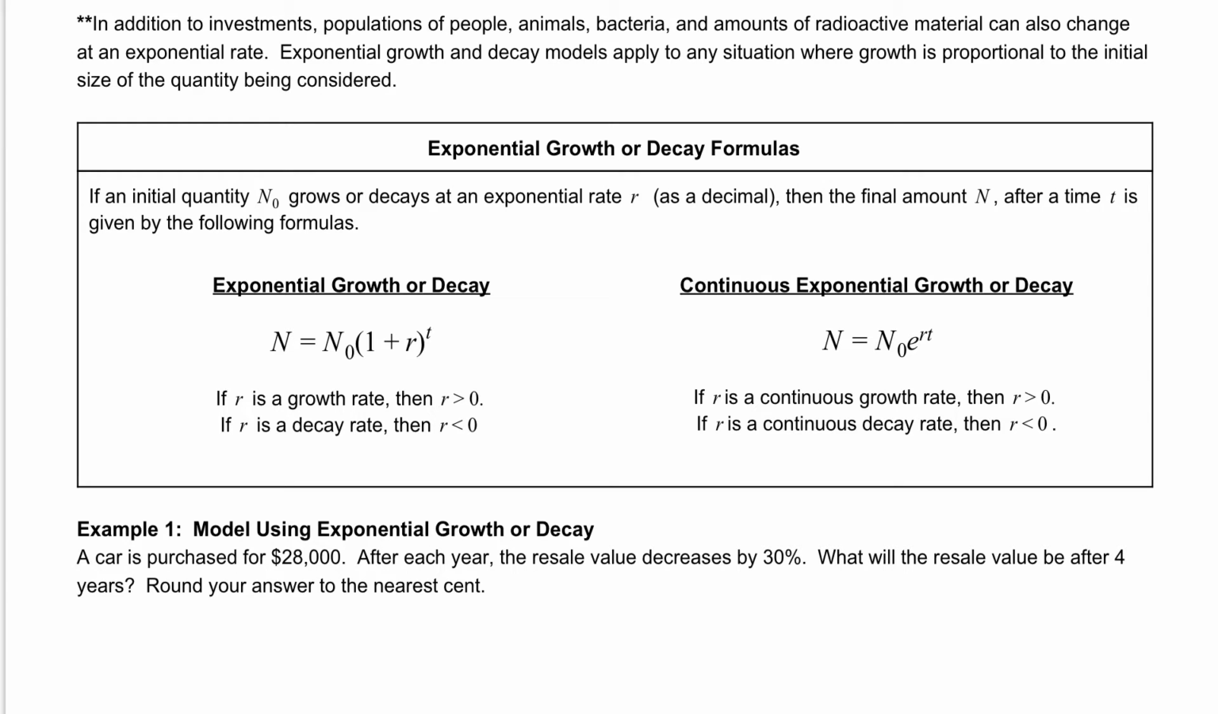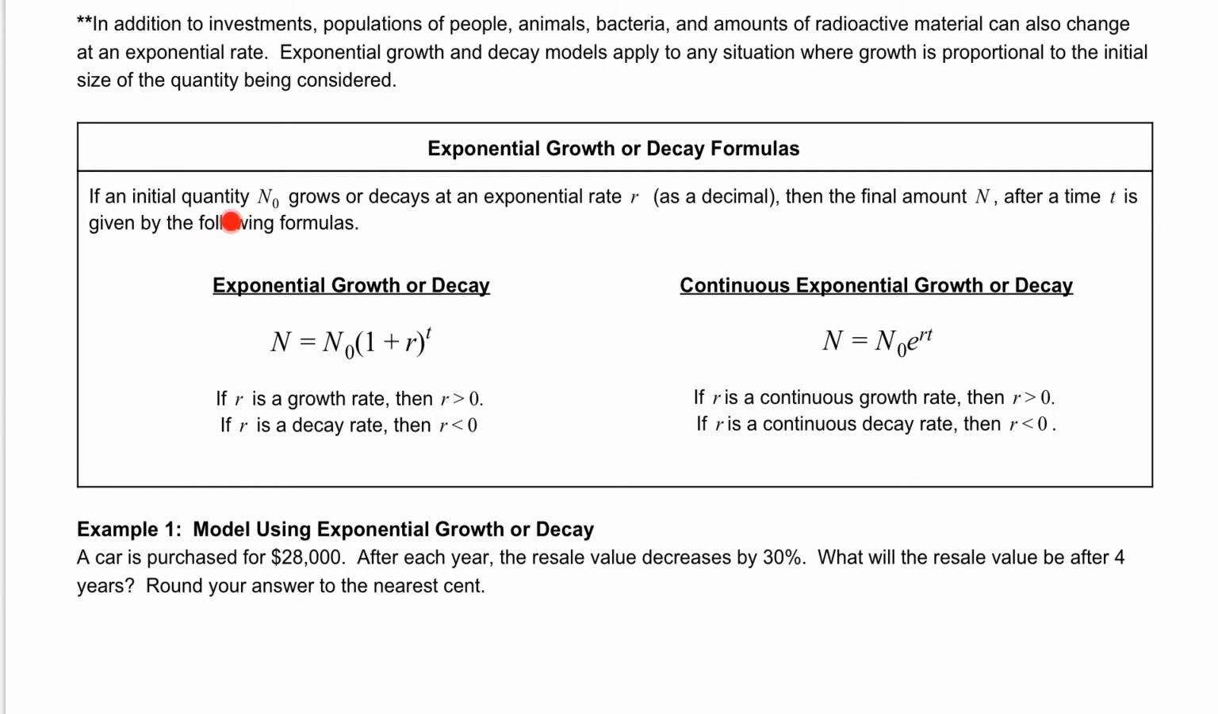Before we start with example 1, let's take a look at the top. It says, in addition to investments, populations of people, animals, bacteria, and amounts of radioactive material can also change at an exponential rate. Exponential growth and decay models apply to any situation where growth is proportional to the initial size of the quantity being considered. So here are the formulas that we can use for general exponential growth or decay, with regular or continuous.